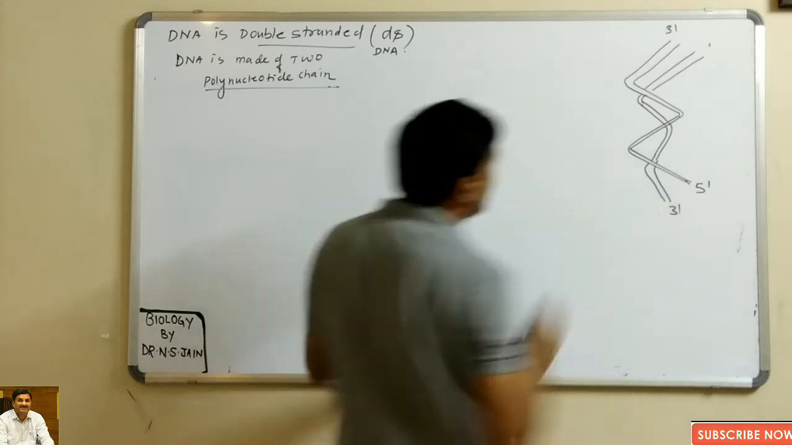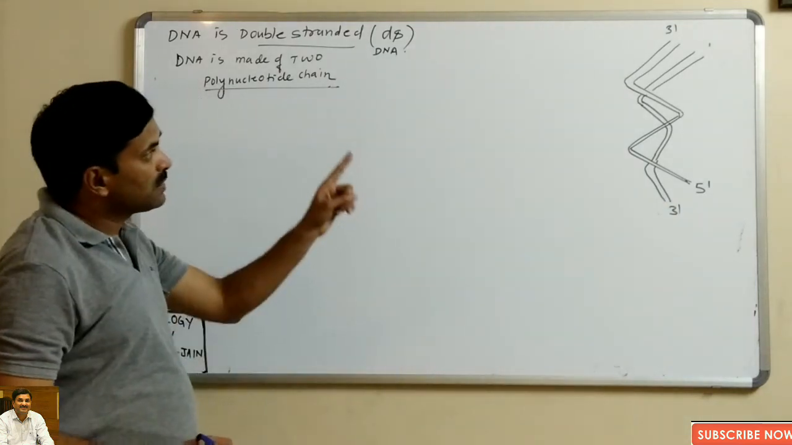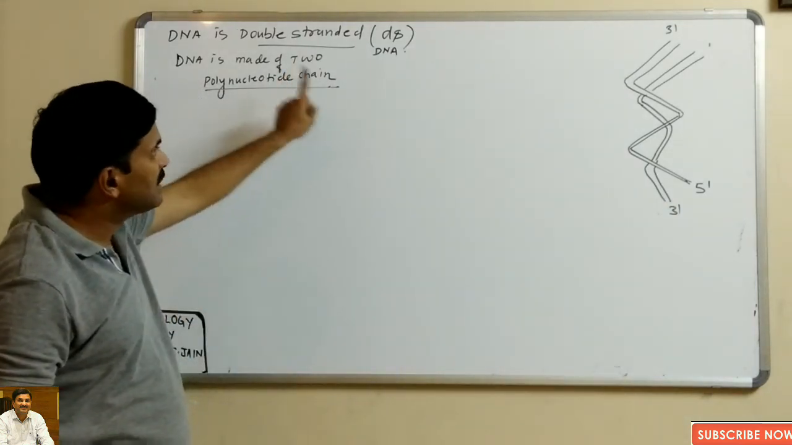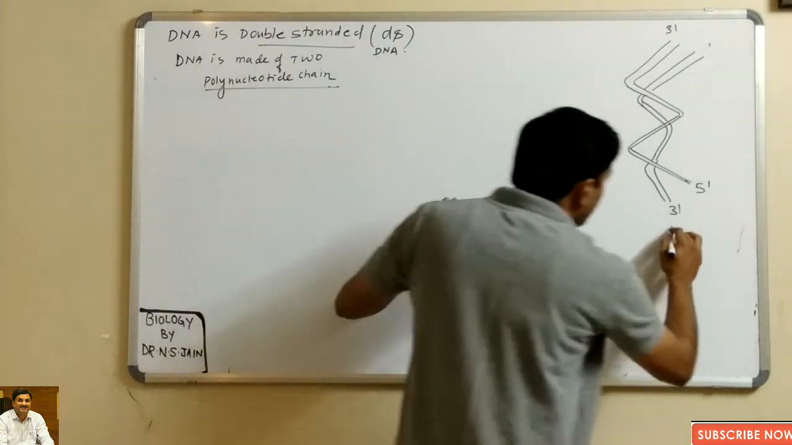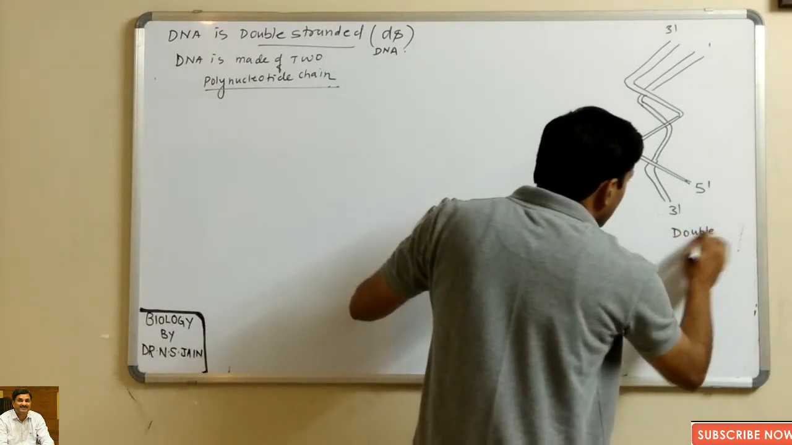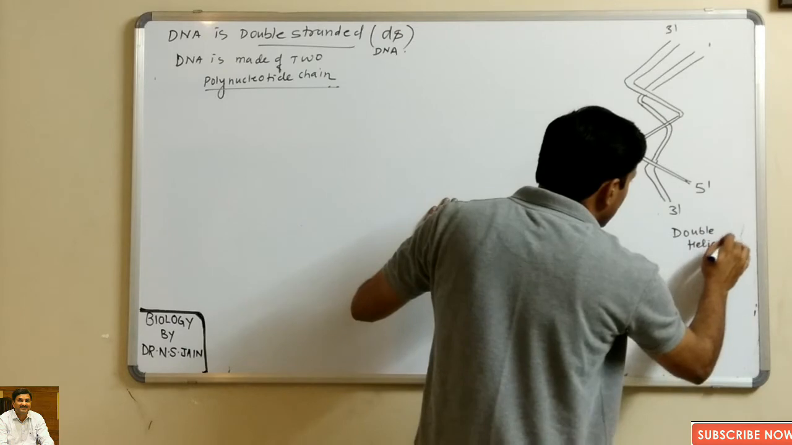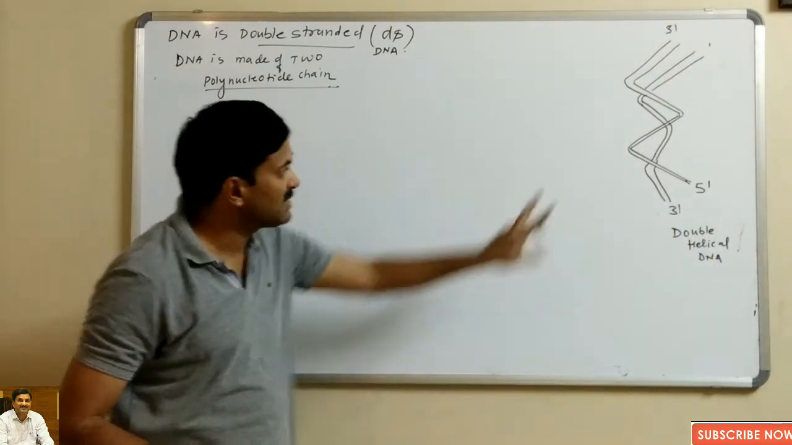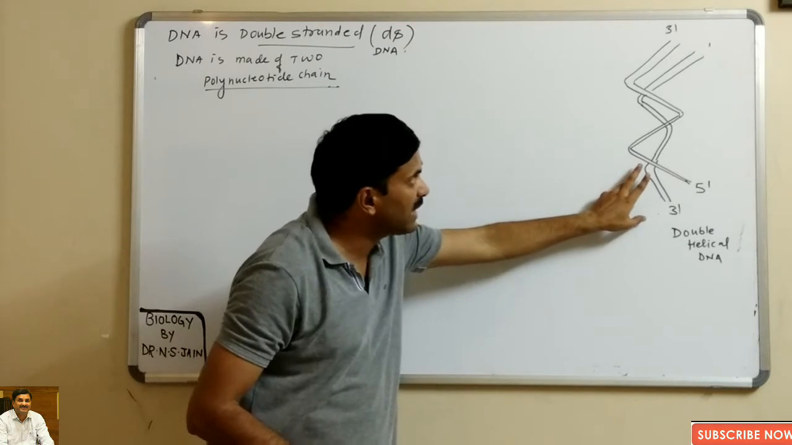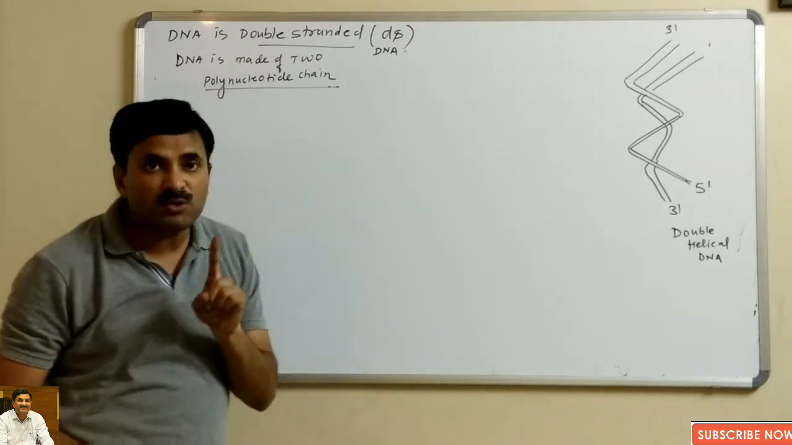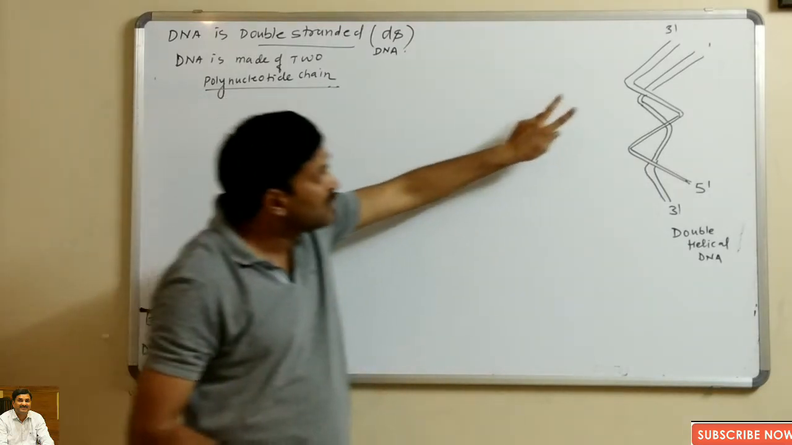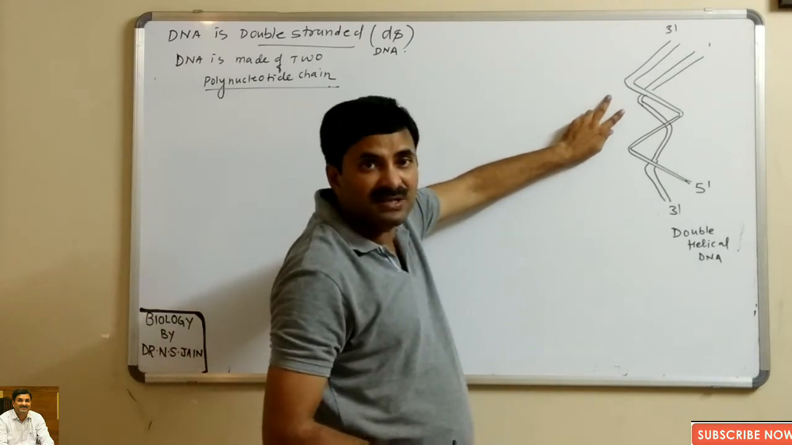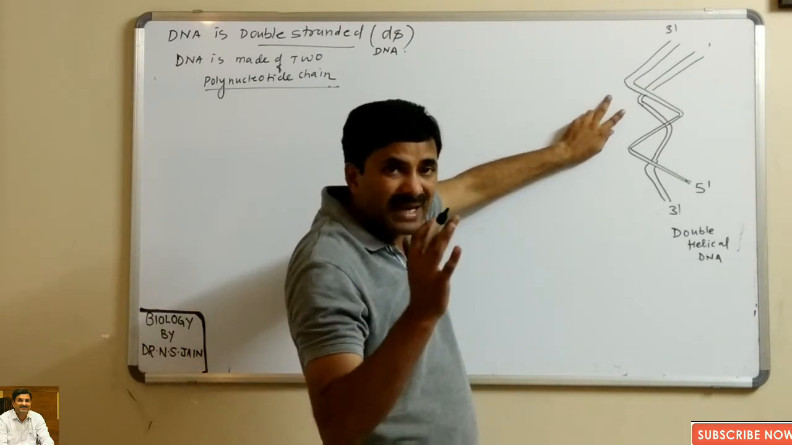This is the 3' end. Okay, so this is a double helical DNA. This is a double helical DNA, and these are the two polynucleotide chains. One thing to be remembered is that the two polynucleotide chains are running parallel to each other.